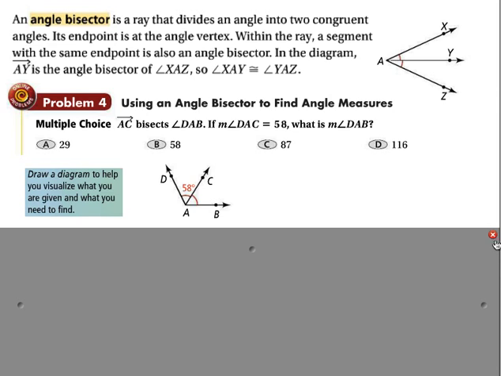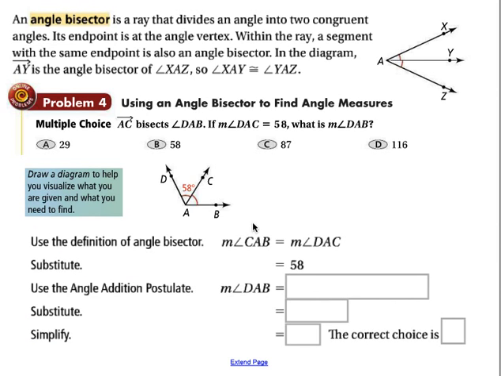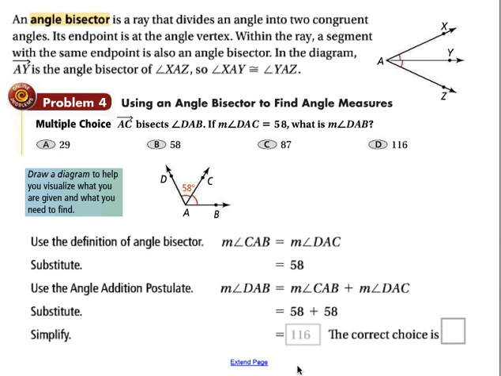Well, this one's pretty straightforward. By definition, angle DAC is 58 and it's congruent to angle CAB. The big angle is equal to the sum of the two angles, right? CAB plus DAC, and we already know those are congruent. So 58 plus 58 gives us 116, which is answer choice D up here. So D was the correct answer.